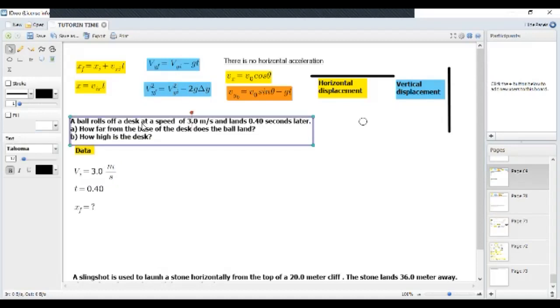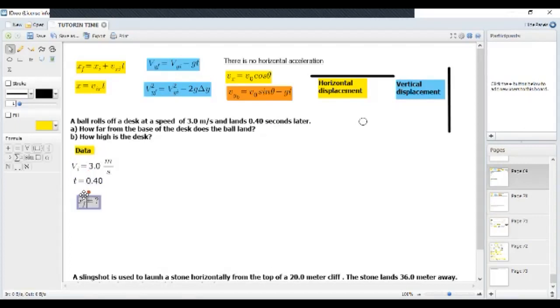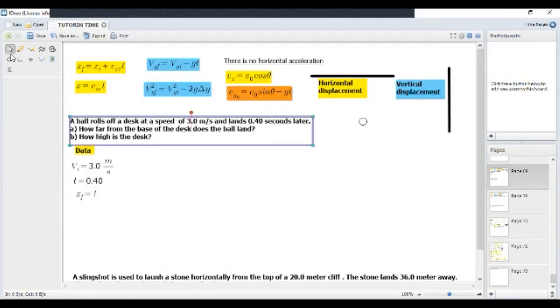A ball rolls off a desk at a speed of 3 meters per second. Remember, when you see meters per second, it refers to velocity or speed, and it lands 0.40 seconds later. Seconds refers to time. Then it's asking, how far from the base of the desk does the ball land? In this problem, we have the initial velocity, which is 3 meters per second. We have the time, which is 0.40 seconds. And we are looking for distance, how far from the base.